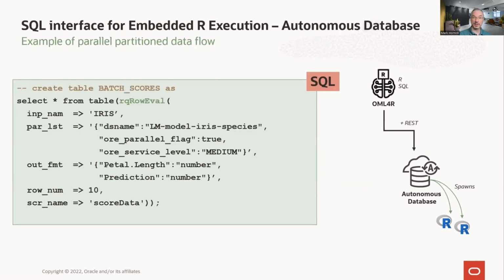Here's the corresponding SQL invocation using rqroweval on Autonomous Database. We have the data table name iris, our parameter list as a JSON string, which specifies the medium service level, and that parallelism should be enabled. We specify the output format indicating the structure of the result being returned. And in the row num argument, we indicate that 10 rows should be processed at a time in each invocation. And in the source name argument, to use the UDF in the script repository named score data.